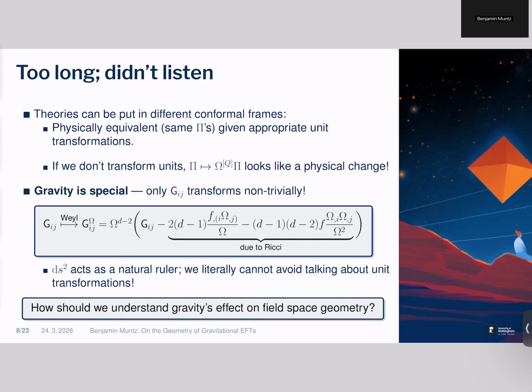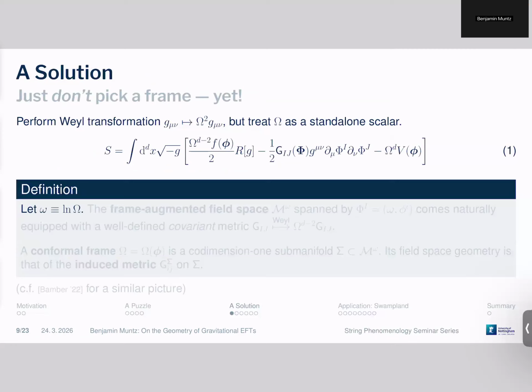Okay, so this is the solution that we came up with. Just don't pick a frame yet, okay? So perform a Weyl transformation, but what you can do is just treat this factor omega, the conformal mode, as if it was a scalar field itself. And in that sense, we've not really chosen a conformal frame yet. So let's promote it to a scalar field, just temporarily. And in fact, it turns out to be convenient to work in terms of the log of the conformal factor. So we'll call that small omega. And later I'll identify it with the dilaton.